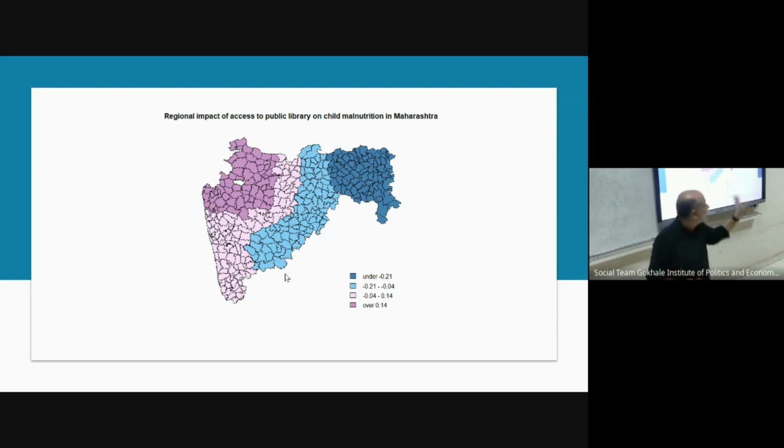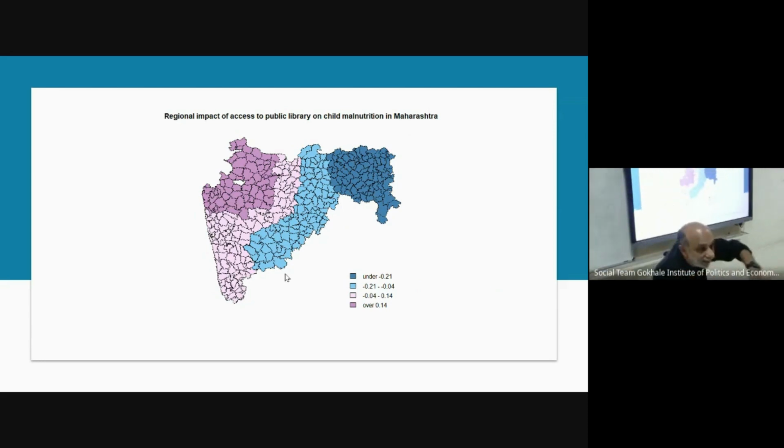Now, currently, this is a regression model. So we are netting out the effect of female literacy. This is really controlling for it. But when everything else is the same, better access to a public library is associated with lower malnutrition outcomes in a large part of the state, except some parts. So the impact is varying.